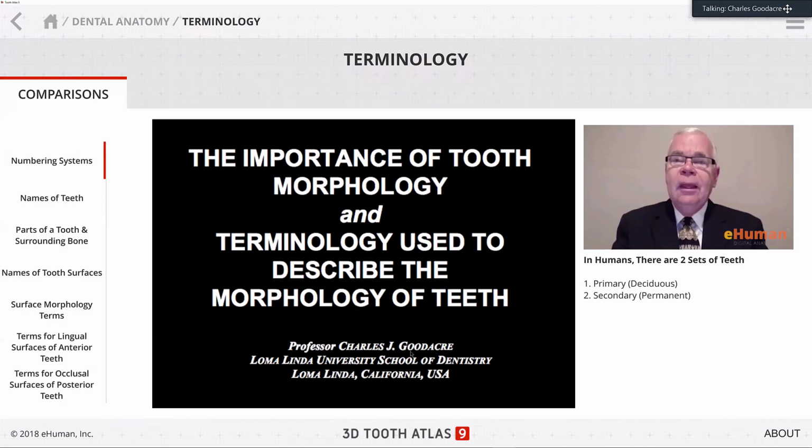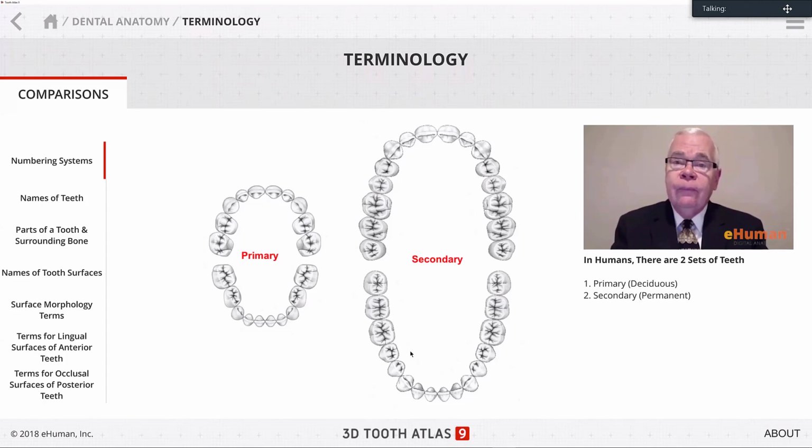It is important to understand the terminology used in tooth morphology so effective communication can occur as each tooth is studied. In humans, there are two sets of teeth. First, the primary teeth, also known as deciduous teeth, and some people even call them milk teeth.